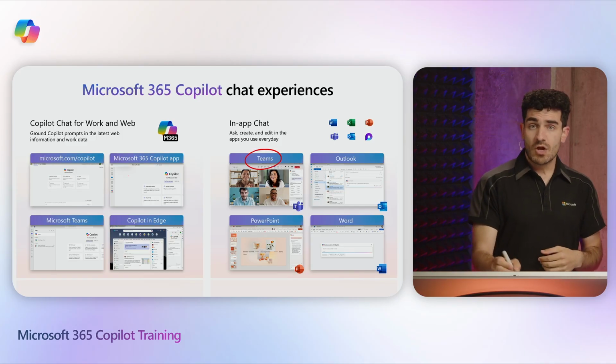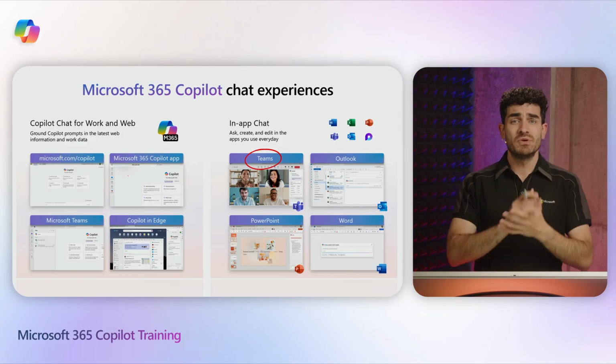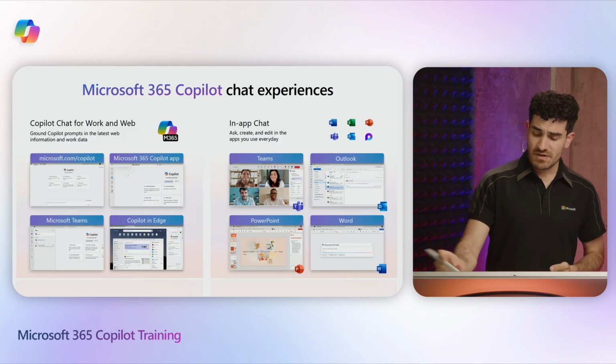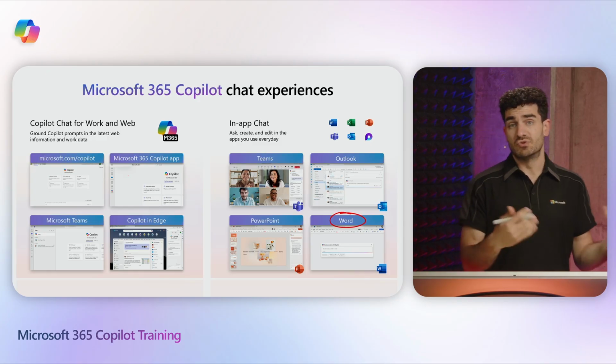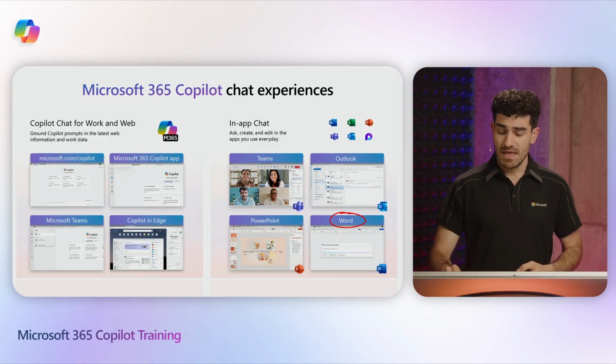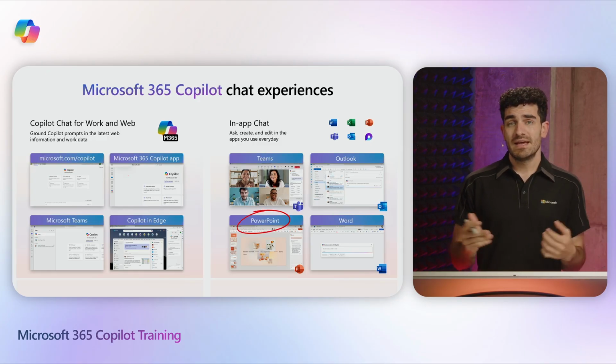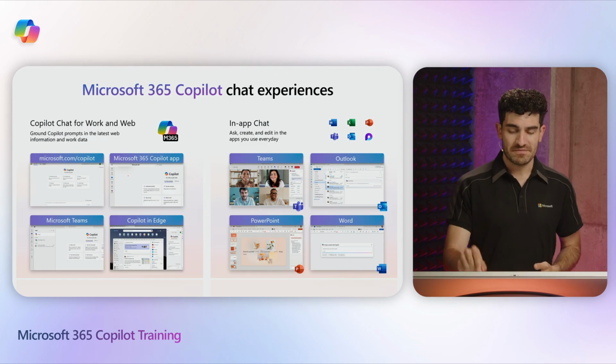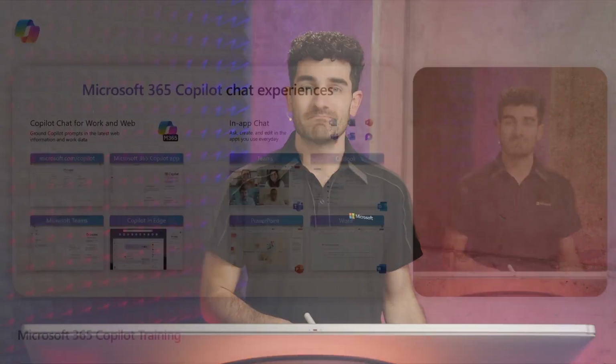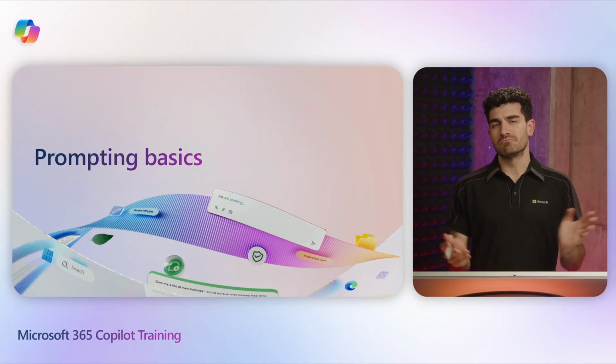In Teams, Copilot can help you in your meetings. In Microsoft Word, it is able to both draft and summarize content. And in PowerPoint, it helps you present information effectively. Across these applications, Copilot is integrated into the experiences. So, how does it work?